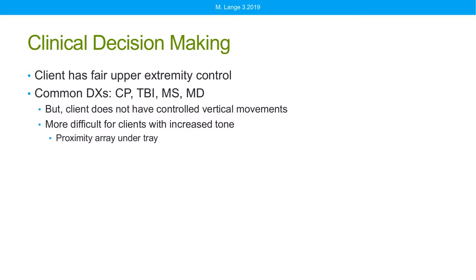Now, there might be a client who has fair upper extremity control who could move their hand over the location where one of those mechanical switches is on a tray, but perhaps can't get their hand up and over the surface of the switch in order to activate it. This is particularly difficult for clients with increased tone. That client might be able to slide their arm side to side or forward and back over a specific location, but may not be able to get up and over on a switch and release it readily to stop. In those cases, we can take proximity switches and actually place them underneath a tray.